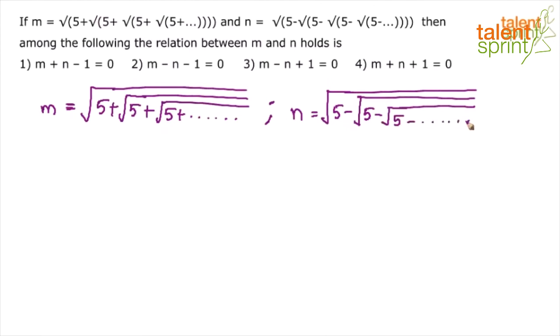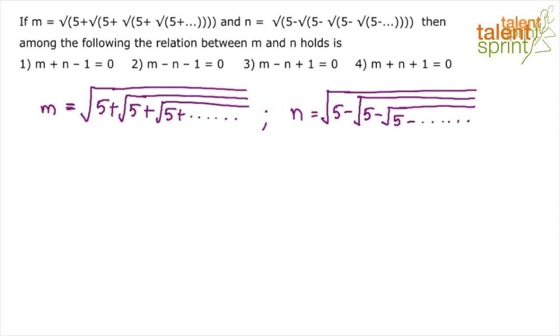So these are the values of m and n. Now I'll leave you with this for about a minute. I want all of you to find out the relationship between m and n that holds true. Got it? So good to see that all of you have got option 2 as the answer, right? m minus n minus 1 equals 0.